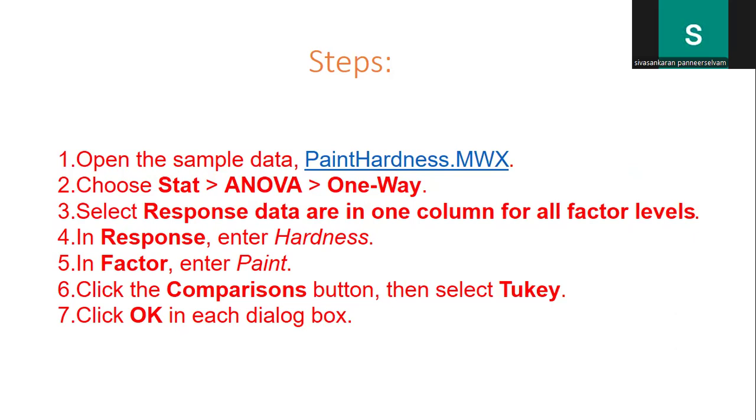So four different blends of paint are the input variable. Hardness is the output response variable. Then click the Comparisons button, then select the Tukey method. It is one of the statistical methods to find out the significant difference between multiple pairs. Then click OK in each dialog box. Let us see the detailed workup.